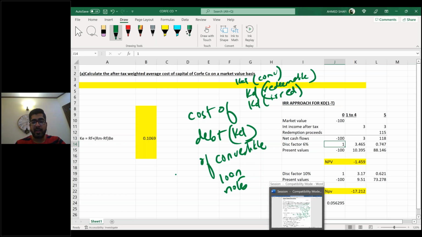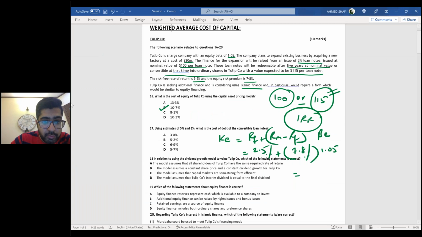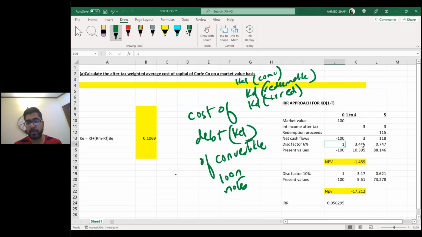Now, frankly speaking, in IRR you can use any discount factors, but here the instruction comes, so you have to follow the instruction and use 5% and 6%. First I will be using 6%. The factors of 6% are 1, 3.465 and 0.747. Multiply to get present values, and the NPV is negative.